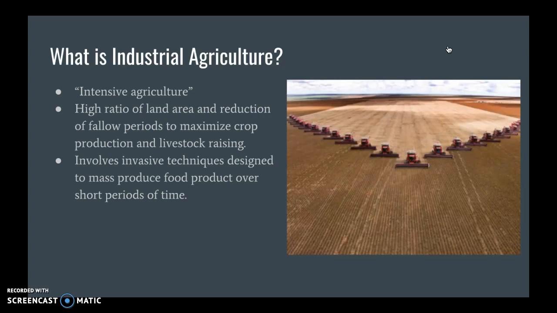And so industrial agriculture involves many invasive techniques that are designed to mass produce food product over short periods of time to increase revenue.